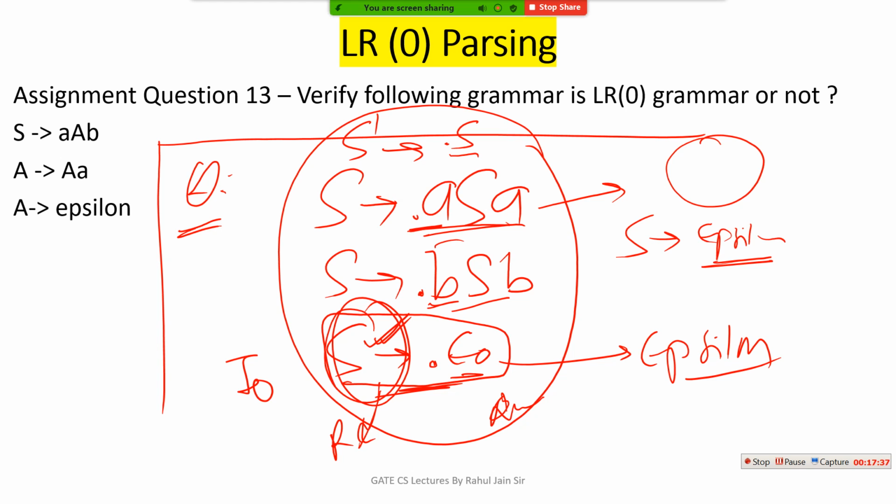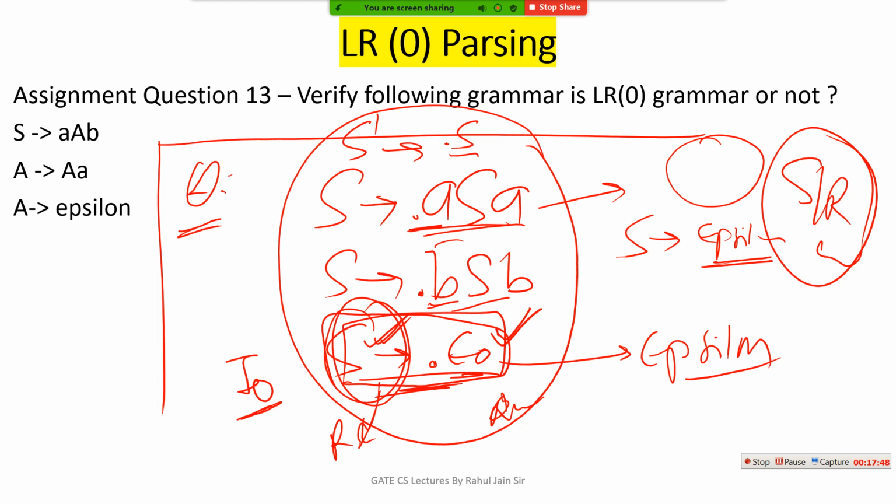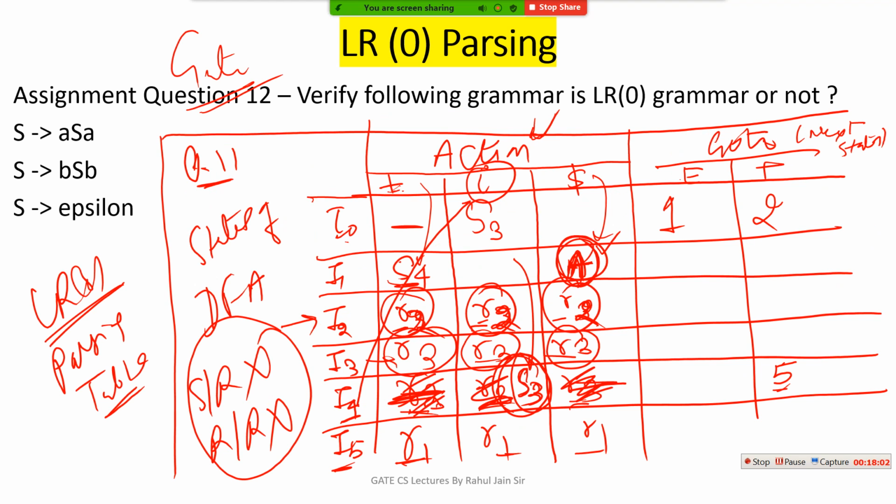So you can say that a shift reduce conflict is here. Why is there a shift reduce conflict here? Because I0 itself is reduced here. S derives epsilon means that this is a reducing item, but the upper two productions are shifting items. This is a reducing item, so I am getting a shift reduce conflict. That is why question number 12 is not LR0. It is not LR0. Guys, did you get the concept?